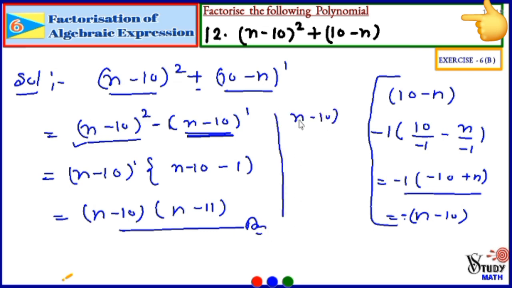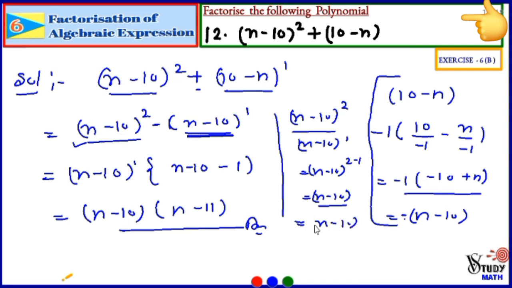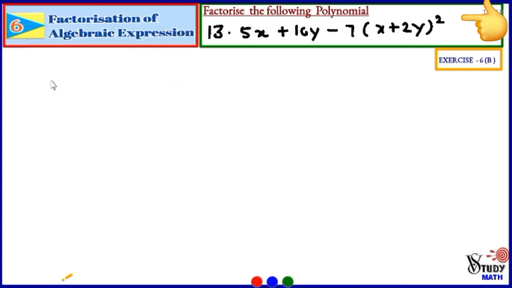From (n minus 10) to the power 2, I'll take (n minus 10) to the power 1. So bases are the same, (n minus 10) to the power 2 minus 1. So n minus 10 is the remainder. Again we have n minus 10 in the second term, and this will be divided by n minus 10, so powers 1 and 1. So we have (n minus 10) to the power 0, that means 1. Okay, I hope you understand this logic very well, because I have discussed this thing so many times. Now coming to problem number 13.